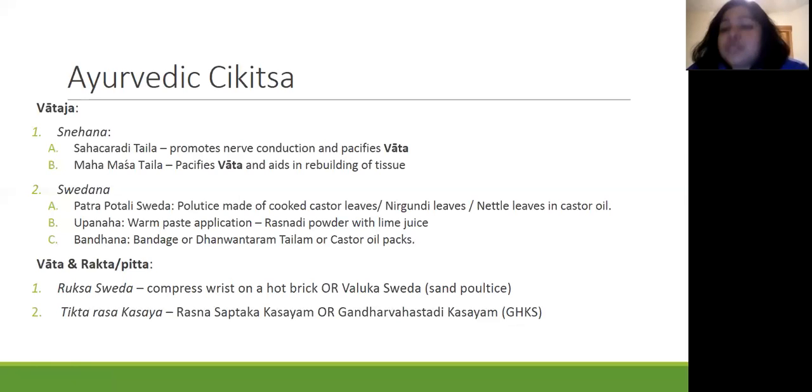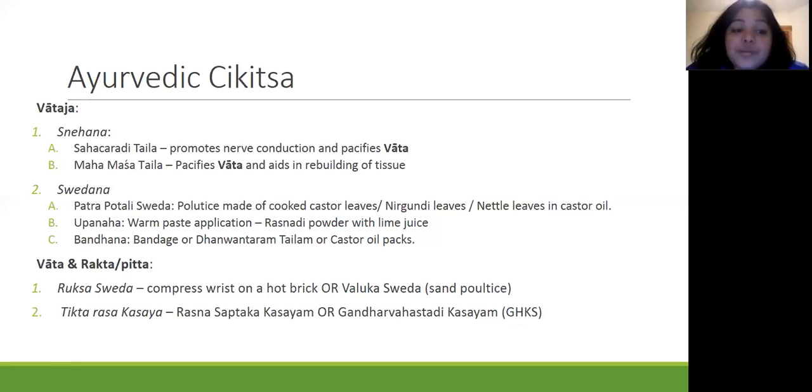Sahacharadi Taila is a very good option in this case because it promotes nerve conduction, and of course it pacifies Vata. It is a Vata pacifying oil. But apart from just pacifying Vata systemically, it also has this added effect of promoting nerve conduction. So that's why Sahacharadi Taila is a good option for this particular type of Vata condition.